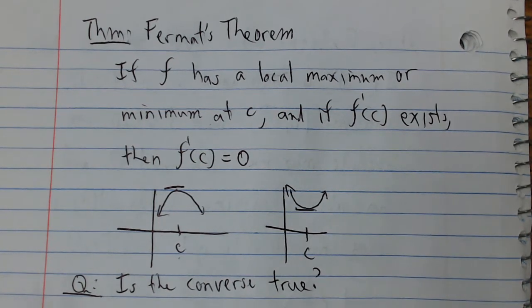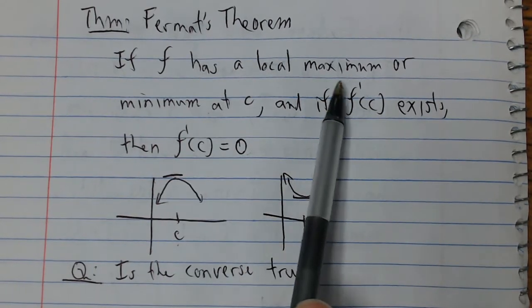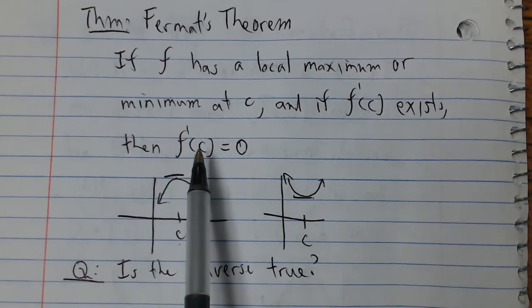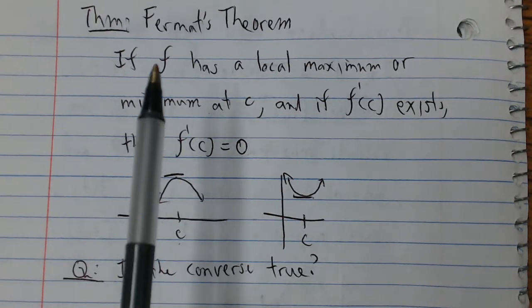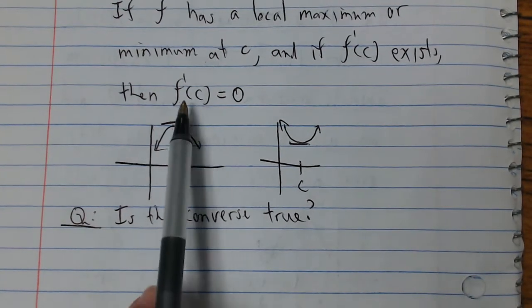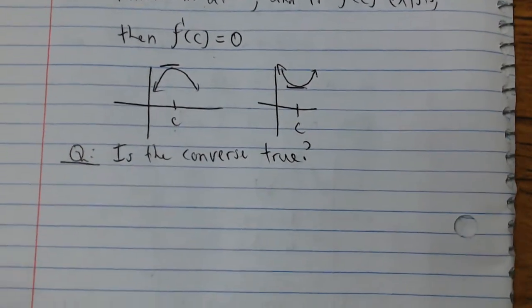So be careful with Fermat's theorem. What Fermat's theorem says is, look, if you have a local max or a minimum, and if your derivative exists, then we know that the derivative at that x value must be 0. But the converse is false. We can't say just because my derivative is 0, I'm guaranteed to have a local max or min. So the answer to this is no.